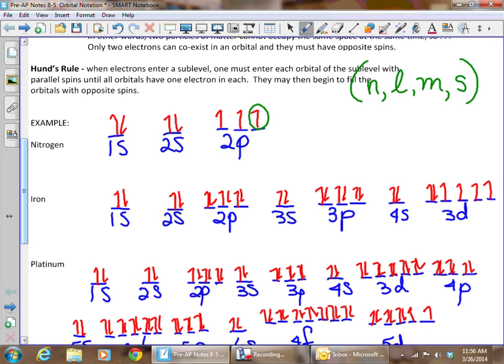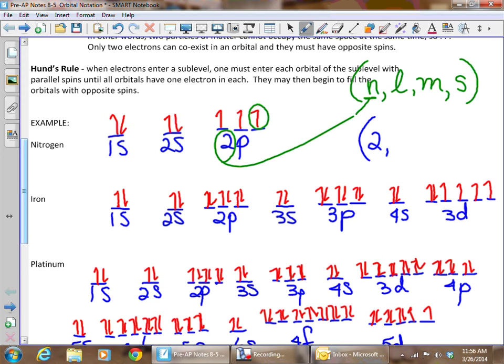When we look at the first quantum number, that one is the easiest one to find. That first quantum number is simply going to be the energy level that that particular electron is in. For our example here, the energy level for our last electron is the second energy level, so our first quantum number is going to be a 2.